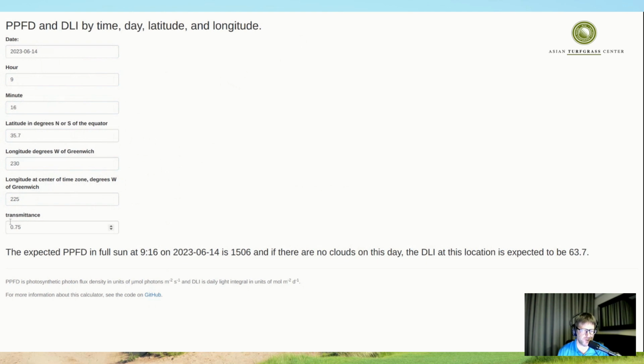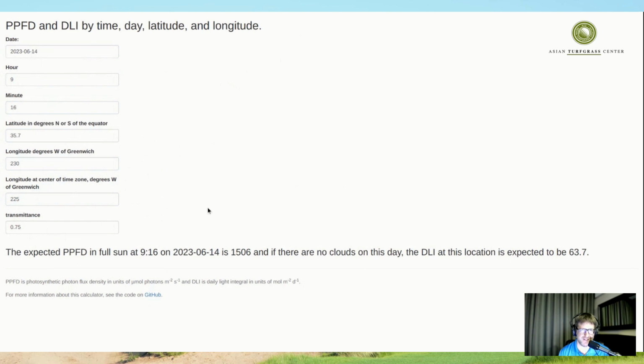Anyway, you can also choose the transmittance. I generally use a transmittance of 0.75. But of course, if you have smoky skies or more air pollution, you might have a slightly lower transmittance than that. Generally on clear skies, with no air pollution, I'm going to assume that 75% of the light that reaches the top of the atmosphere is going to make it to the ground.